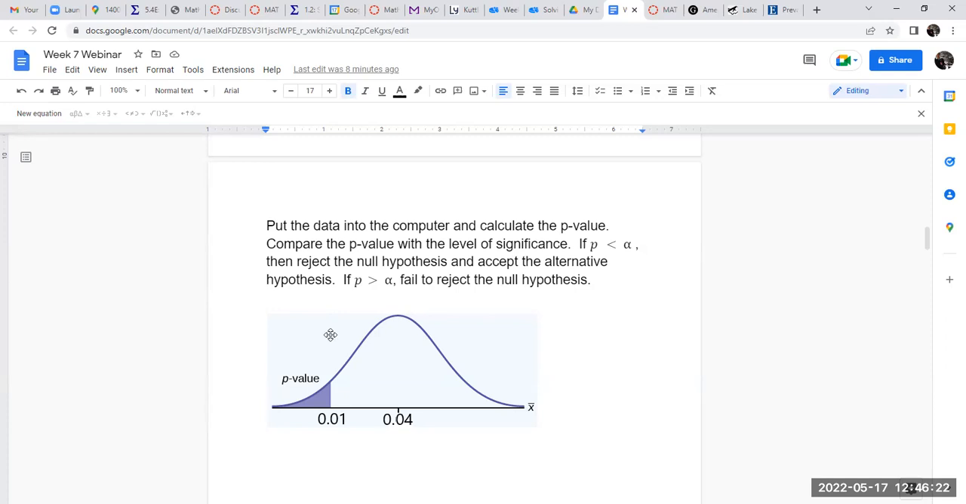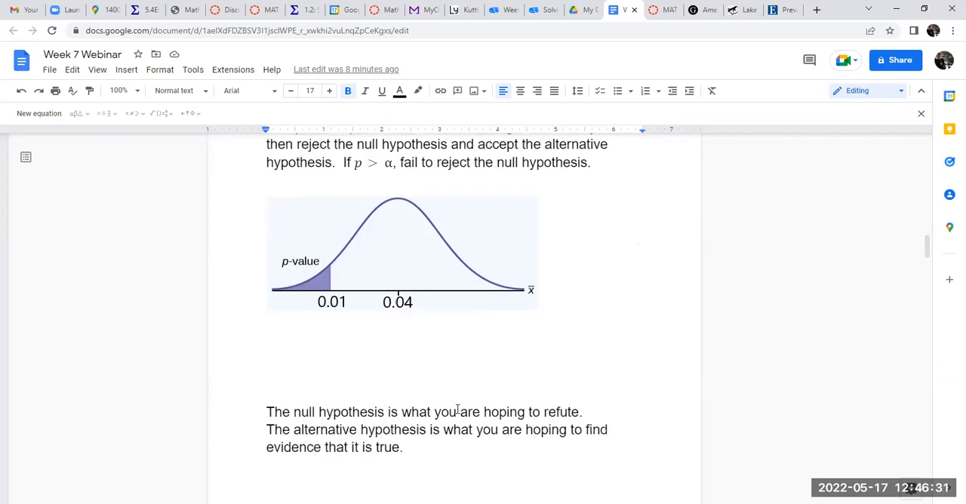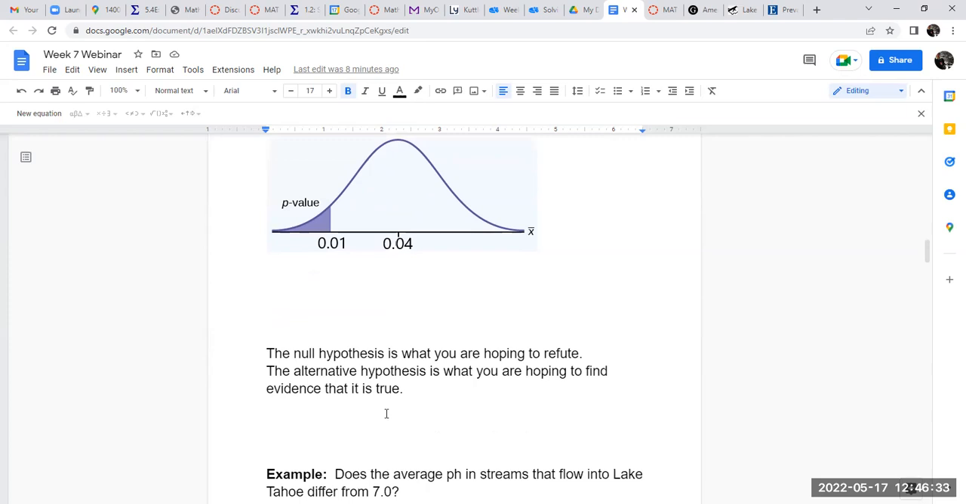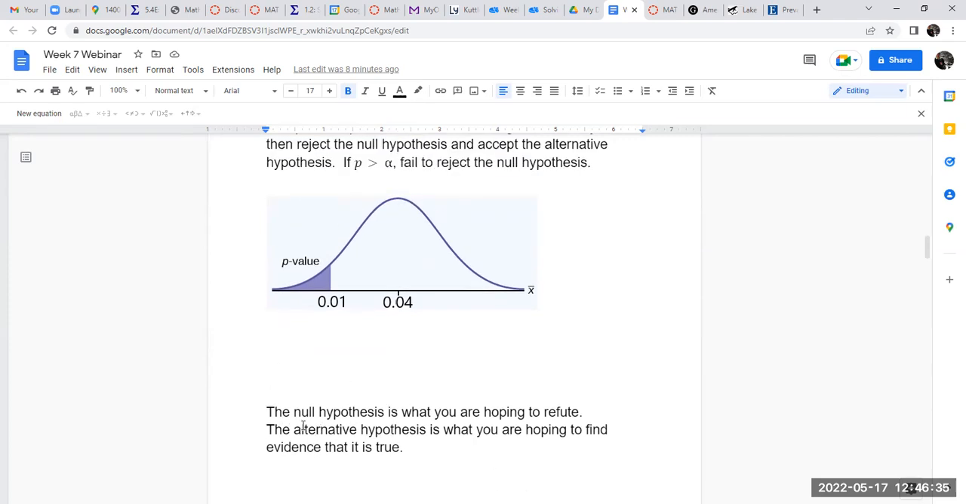Okay, so here's the picture. And again, we've had pictures like this before. Normal distribution, we've got area under a curve, etc. Okay, so just to note, the null hypothesis is what you're trying to refute. The alternative hypothesis is what you're hoping to find evidence that it is true.